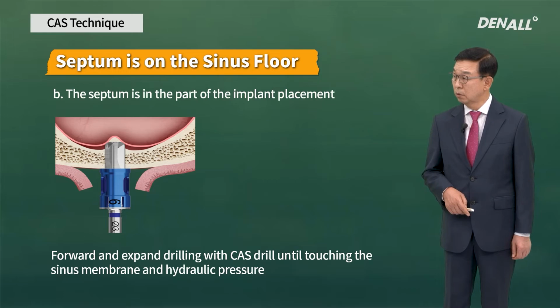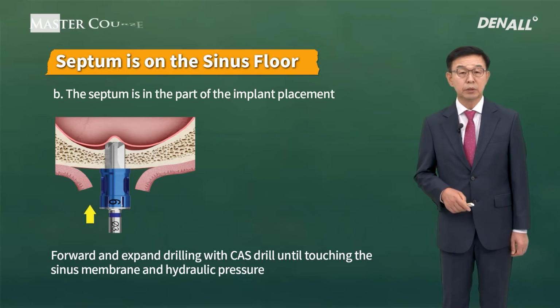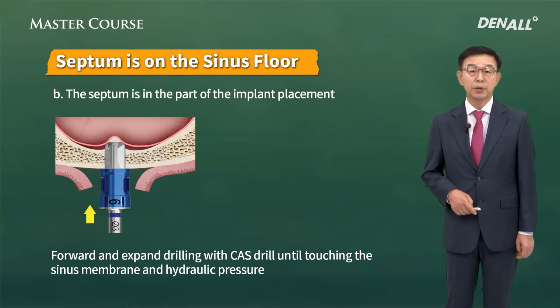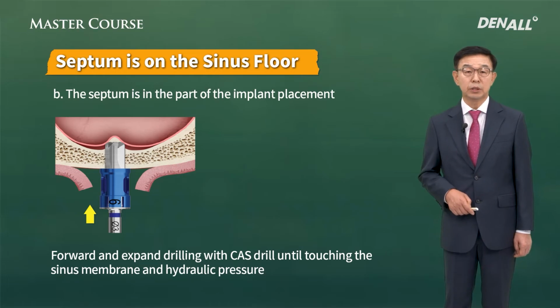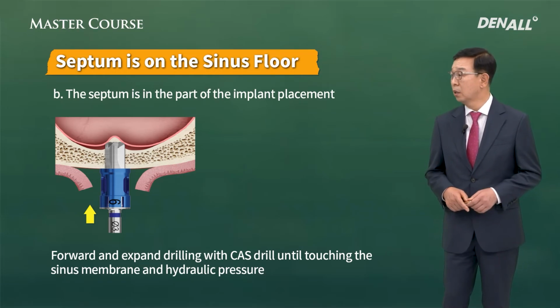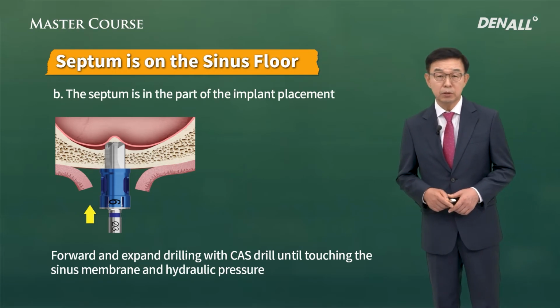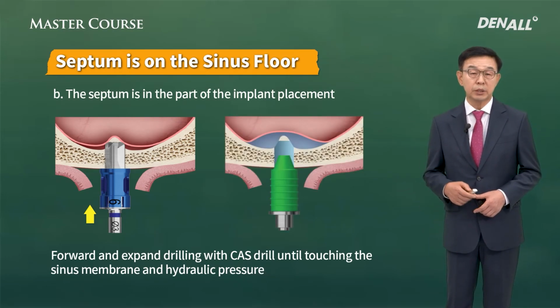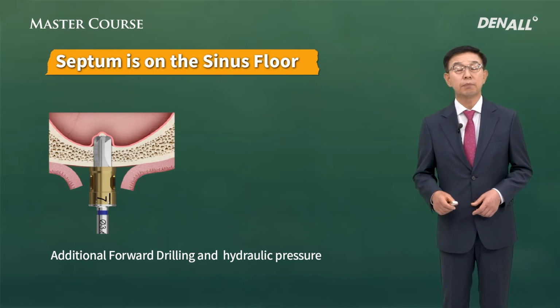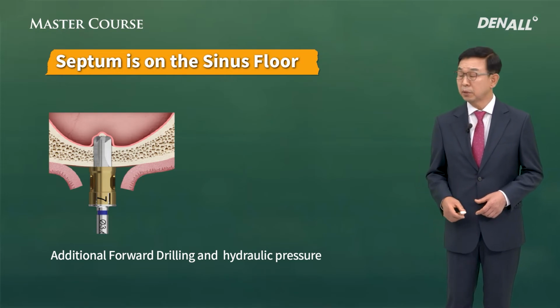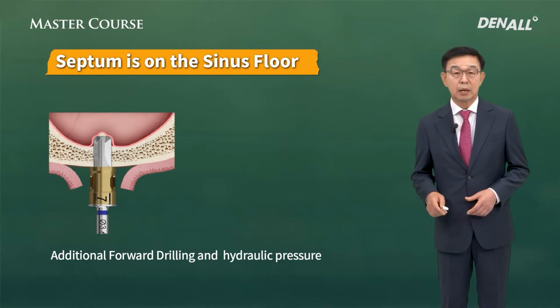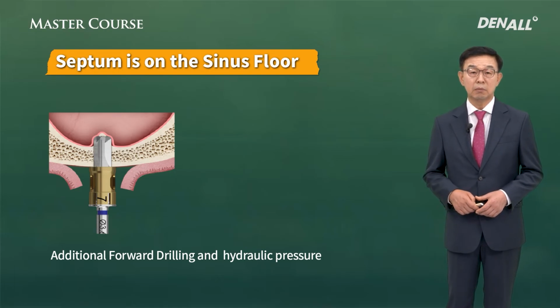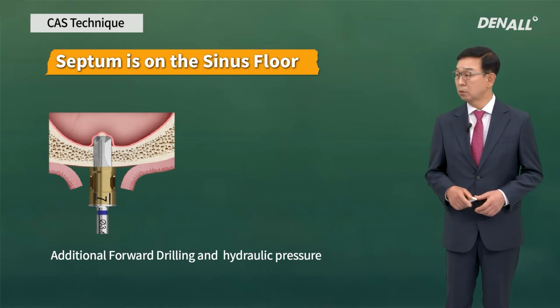In the same way, CAS drilling is done. In this case, it can be in partial contact with the sinus floor. If it is in contact with sinus membrane, hydrolift is done. After that, use a stopper that is 1 millimeter longer. Do drilling, grind off the remaining septum. In this way, you'll be able to do sinus lift without membrane perforation fairly easily.